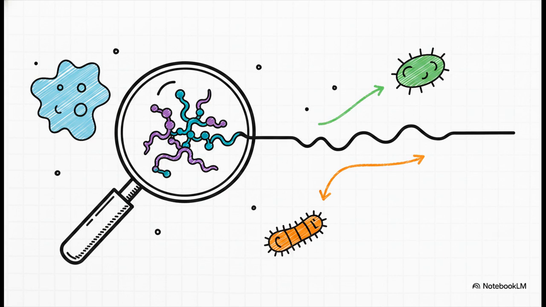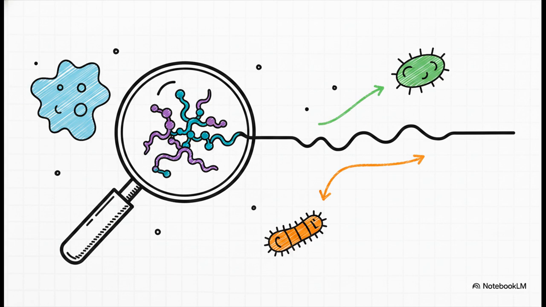Science never sits still, right? Fast forward to 1990, and a scientist named Carl Woese realized that Whittaker's kingdom Monera, which housed all the prokaryotes, was hiding a massive, revolutionary biological secret. Woese didn't look at the whole cell.